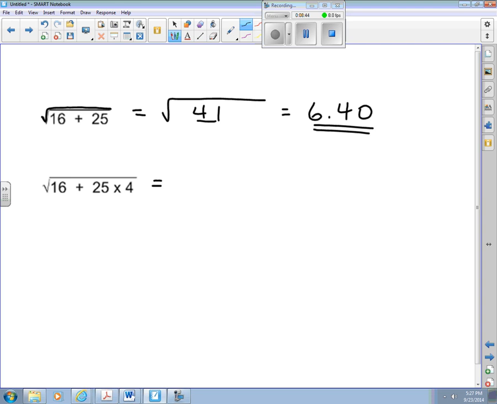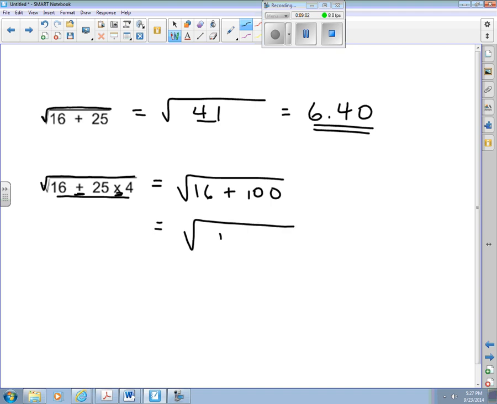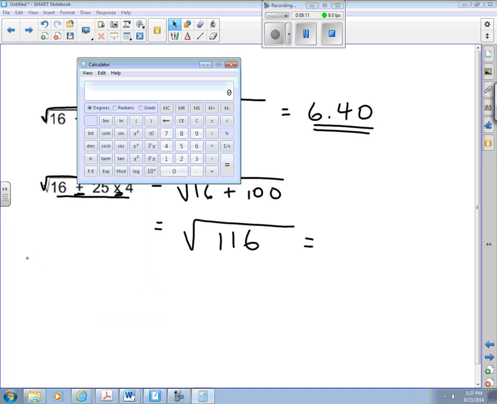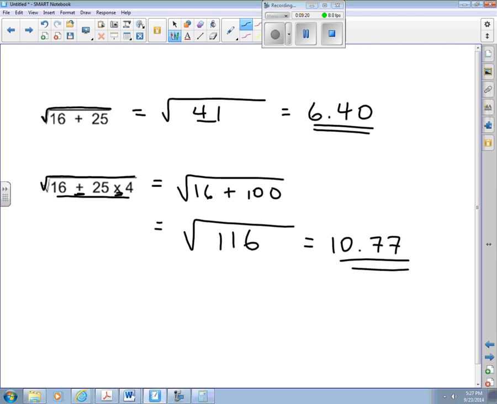This one, again, this square root sign behaves like a bracket, so I have to treat the inside as the calculation I do first. So I have to do this as 16 plus 100. Remember, multiply happens before add. And then that's going to be then the square root of 116. And again, I think I'll go to my calculator to help me with that. Whoops, did I close the calculator? Maybe I did. So the square root of 116 is 10.77, which again makes sense because I know that this number here is between 100 and 121, so the square root will be between 10 and 11.